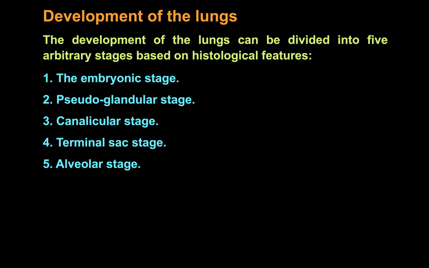Now we are going to talk about the development of the lung. For the development of the lung, usually we divide it into five stages, and this depends mostly on the histological features. We have the embryonic stage, the pseudo-glandular stage, the canicular stage, the terminal sac stage, and finally the alveolar stage.